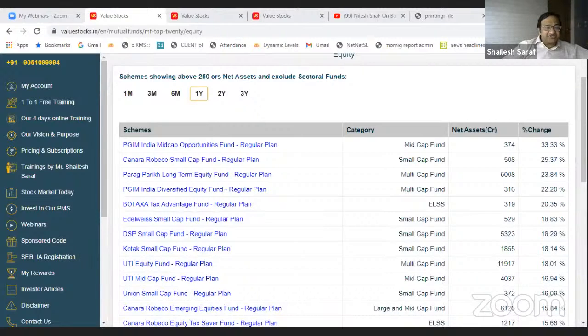Percentage change means price return, price performance. So these funds have given 33% returns, 25% returns in 1 year. There are so many funds which have given tremendous returns. So our objective is the top 20 funds: how can you be in the top 20 funds? That is our objective, and that is only possible when you have stock knowledge. Without stock knowledge, you can never get to know this.